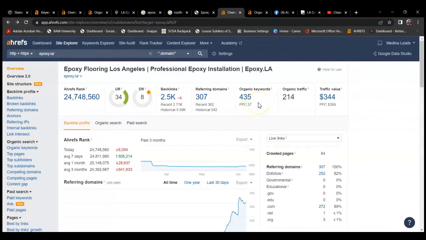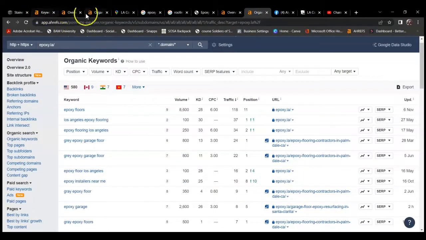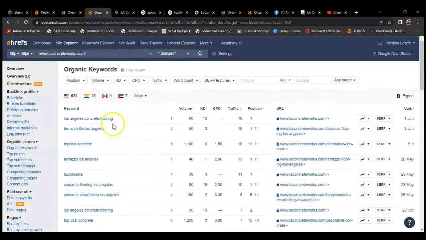Not quite as many as you. However, they are generating more traffic, and that is probably because of how high they are ranking. They are pulling more traffic to their website. And also it has to do with the keywords too. So let's take a look at some of the keywords that they're ranking for and what you're ranking for.